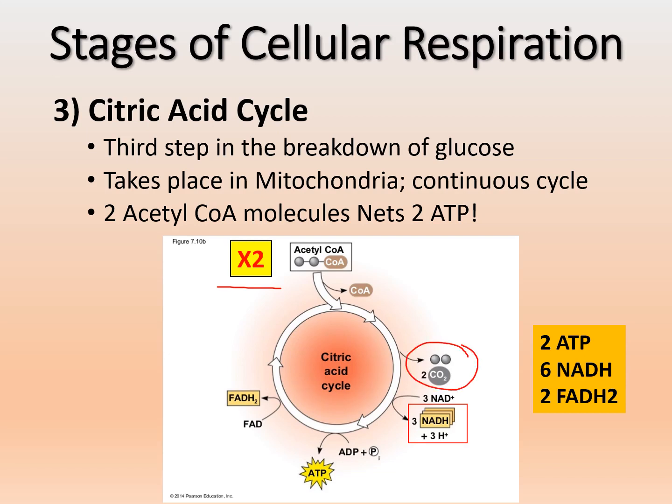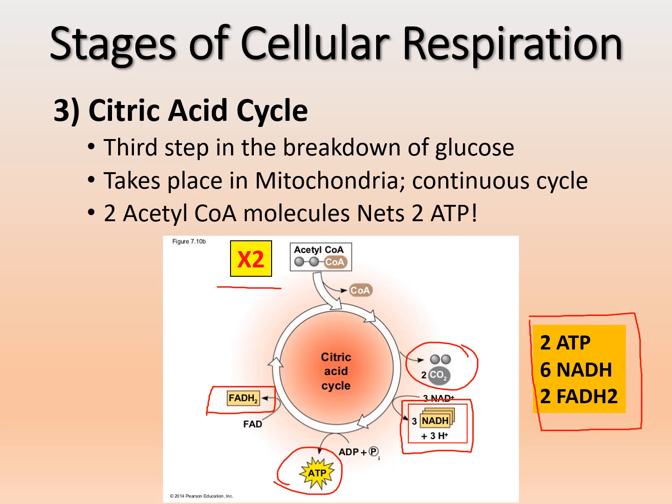So since it's only a 2-carbon molecule, we're going to break it down and get 2 carbon dioxides, right? That's where our carbon goes. We're going to fill up some more NADH, so we have 3 of those. We get 1 ATP, and 1 FADH2, which is our other electron carrier. And so we have to do this twice, right? So for each, we're doing 2 cycles, so we have to times this by 2.